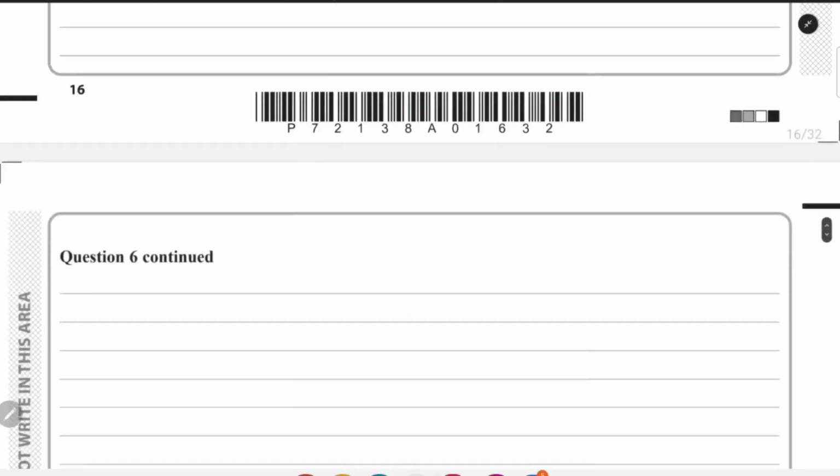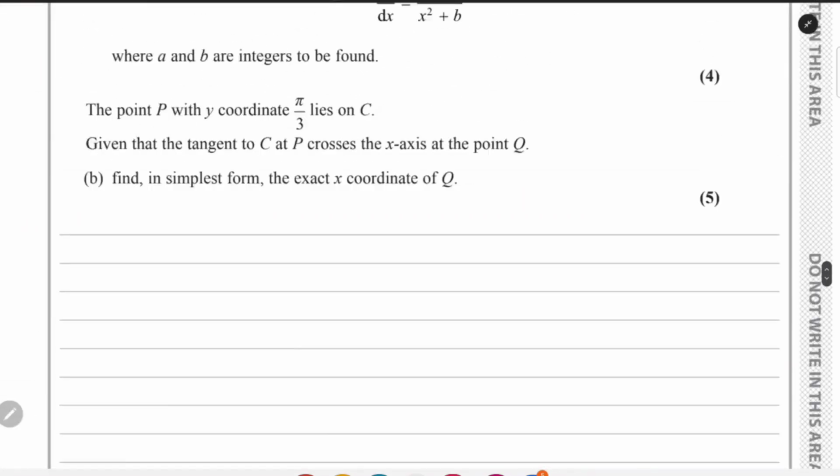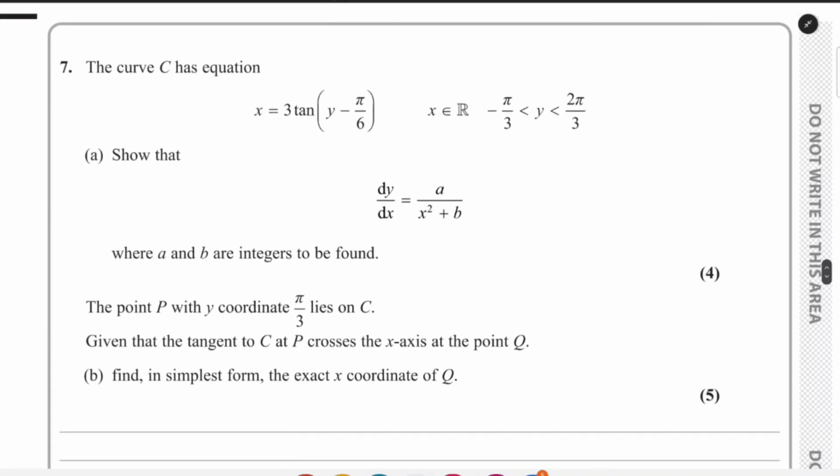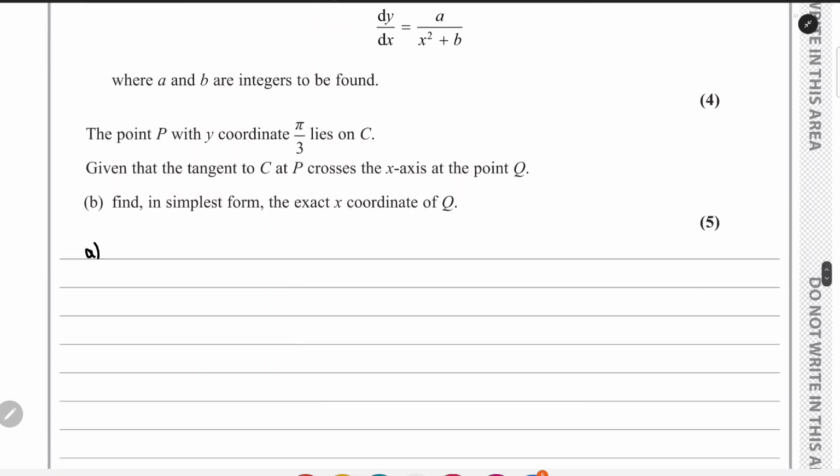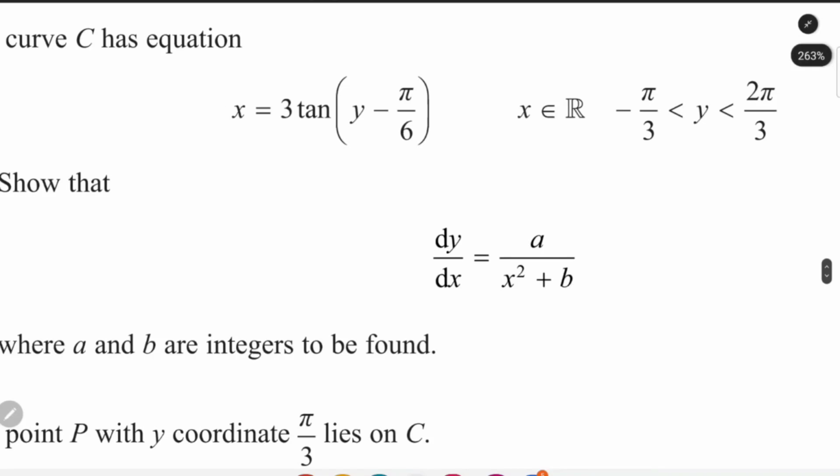Now we'll move to the next question. We have this equation over here of x. We have to differentiate this and show that the derivative comes out in this form over here. One thing we have to be careful about is that this is x, not y. We are given the equation in terms of x, while we have to show dy by dx. So at first we have to find dx by dy, differentiate this thing with respect to y, since this is a function of y.